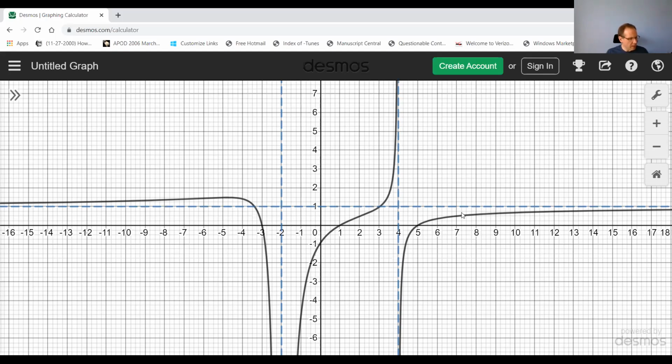Okay, let's talk a little bit about how to find the intercepts of a rational function. Okay, now let's talk about the intercepts of rational functions.